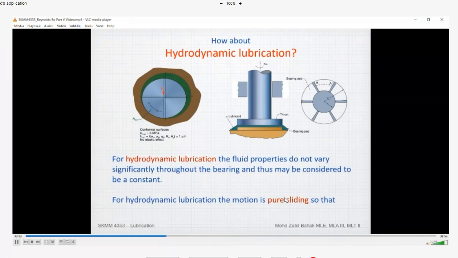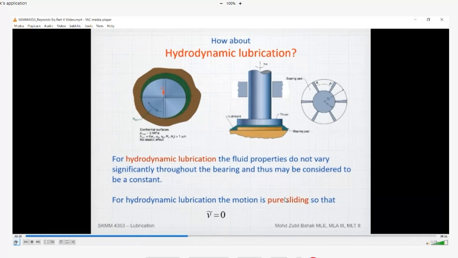For hydrodynamic lubrication, the fluid properties do not vary significantly throughout the bearing, and thus may be considered to be constant. So for hydrodynamic lubrication, the motion is pure sliding. It is not rotating. It is just a slide. The top surface slides on the bottom surface.